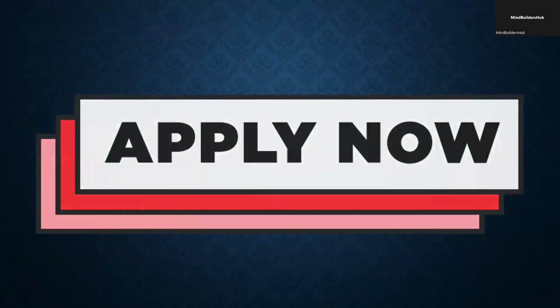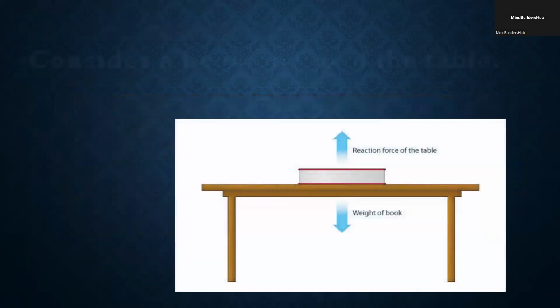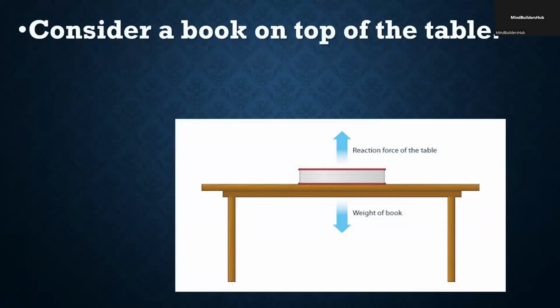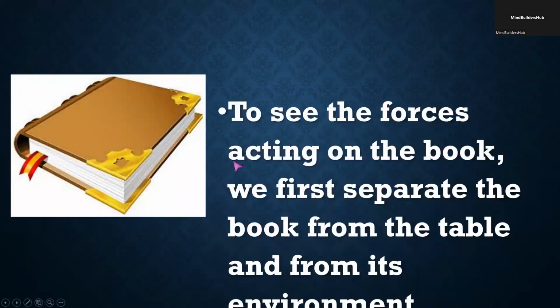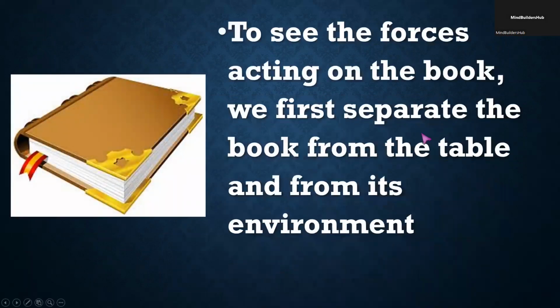To apply, let us see this example. Consider a book on top of the table. This is a book. And then, how do we see the forces acting on the book? Look at the arrows. Let's analyze. To see the forces acting on the book, we first separate the book from the table and from its environment. Our focus is the book.